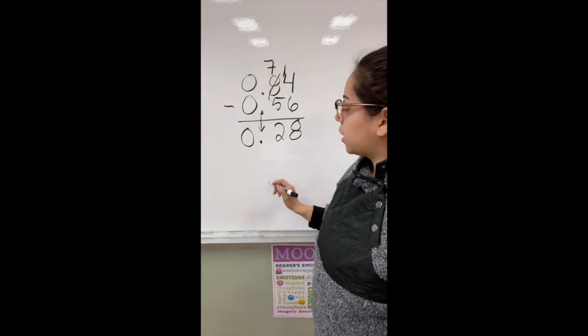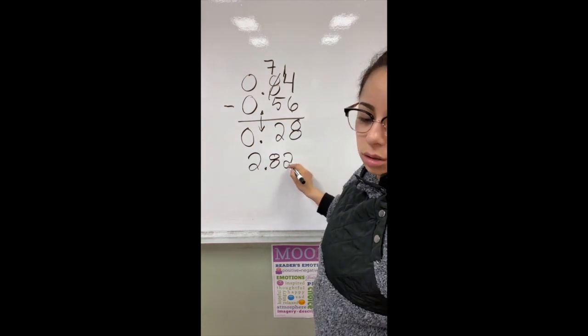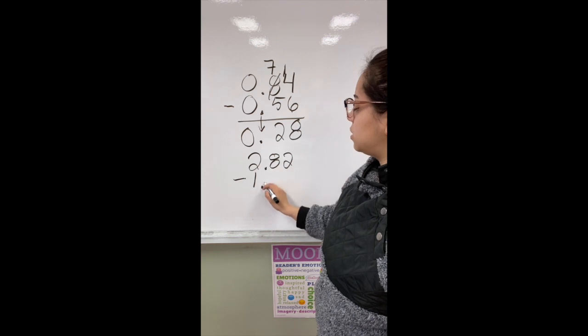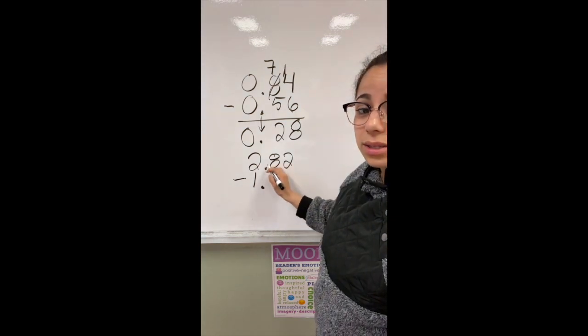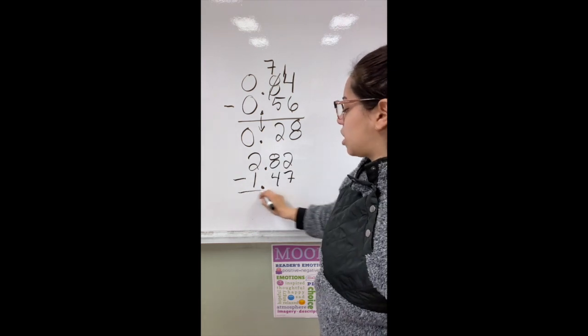And then for the second one, para el segundo, the same thing, la misma cosa. The decimal has to be in the same place. El decimal está en el mismo lugar. And then you just subtract like normal.